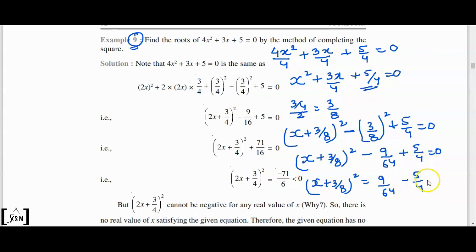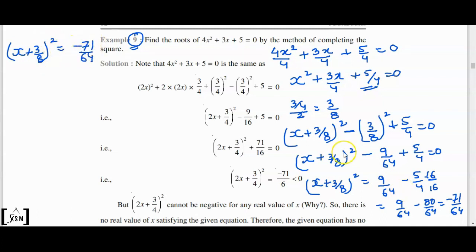Let's make the same denominator, guys. We multiply up and down by 16. So we get 9 over 64 minus 80 over 64. And 9 minus 80 would be negative 71 over 64. So let's solve it nicely. So we actually got x plus 3 over 8 whole square equal to negative 71 over 64. Hope it is clear.